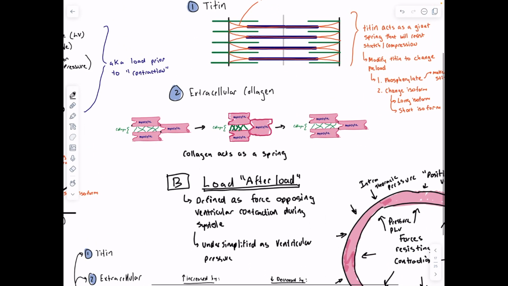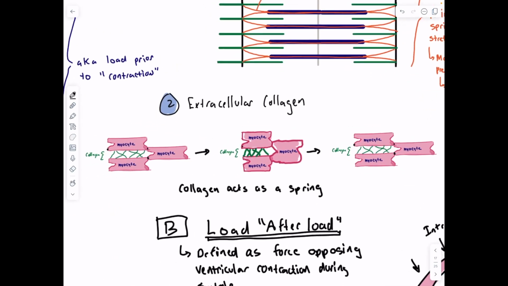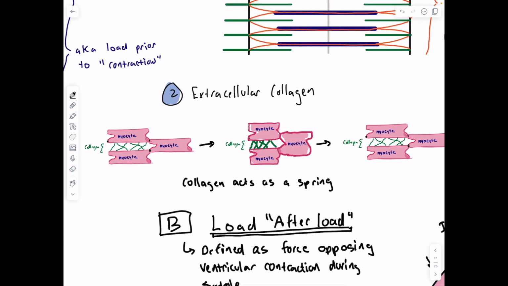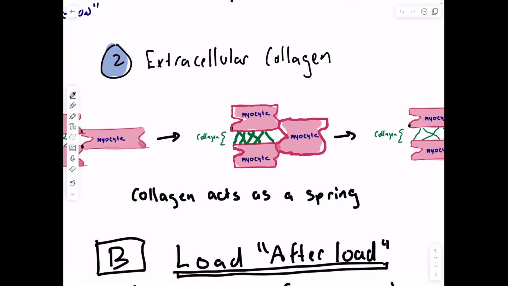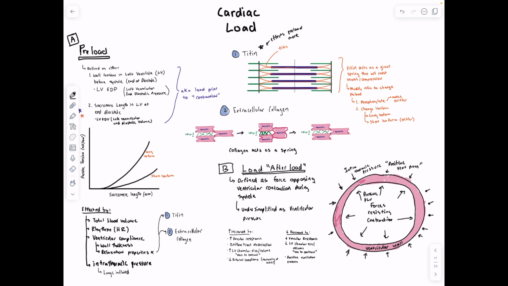All right, extracellular collagen will also add to preload, again, wall tension in the left ventricle. The way to think about this, I think, is we have these myocytes that are surrounded by extracellular collagen, and when our myocytes contract, the collagen is going to be essentially compressed, and so it's going to act like a spring as well. Just like titin acts as a spring, it's going to indirectly affect the wall tension of the ventricle because it's surrounding all of these myocytes.